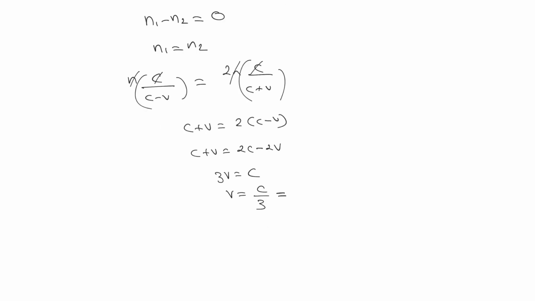According to the question, the value of c is given as 330, so it's 330 divided by 3, that is equal to 110 meter per second.